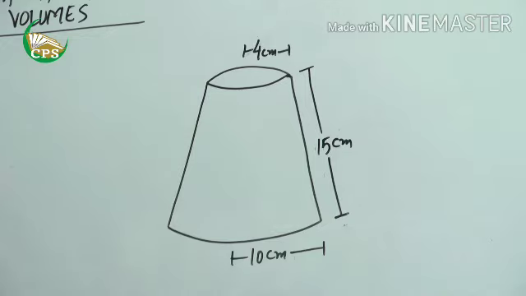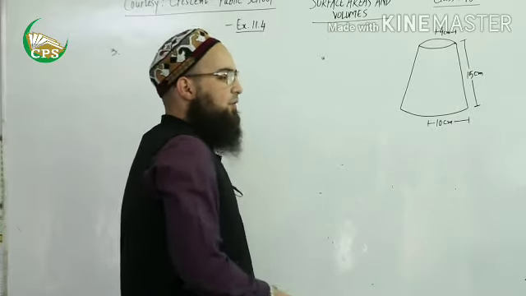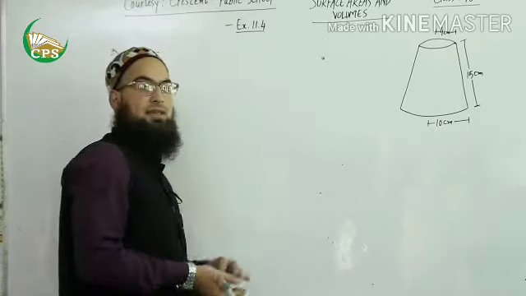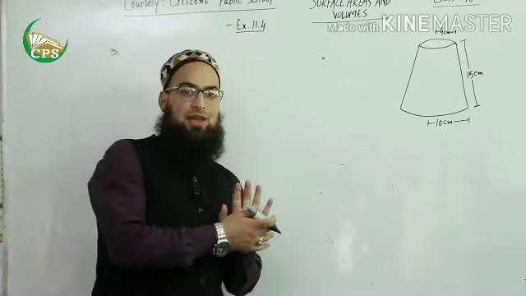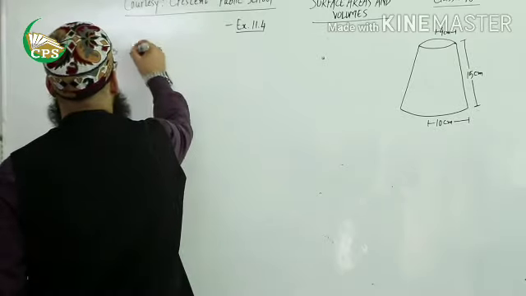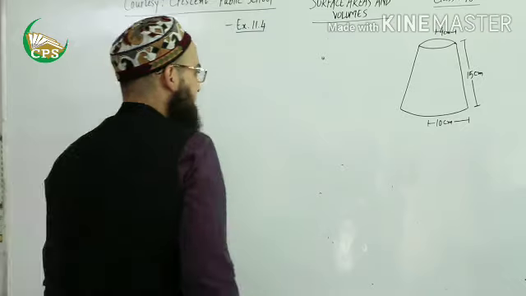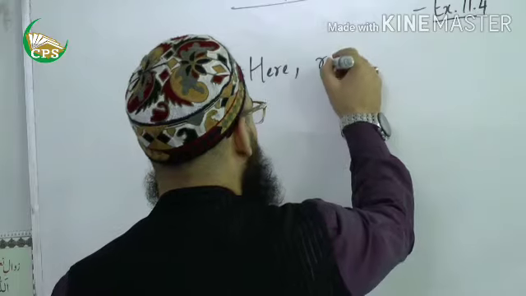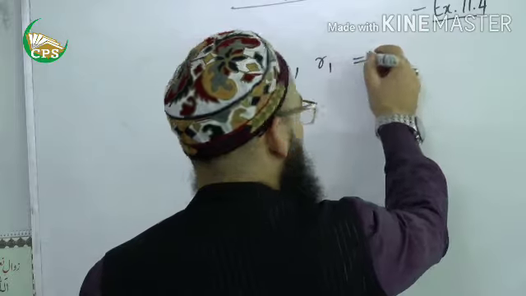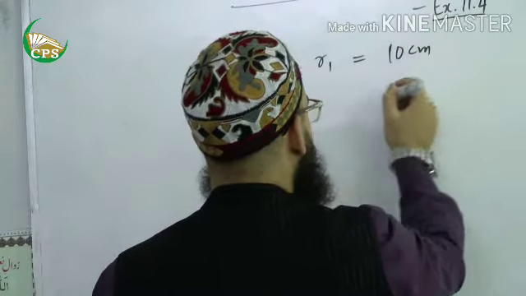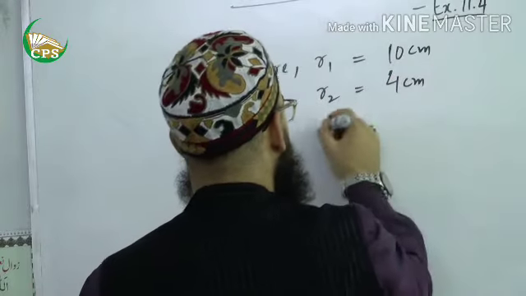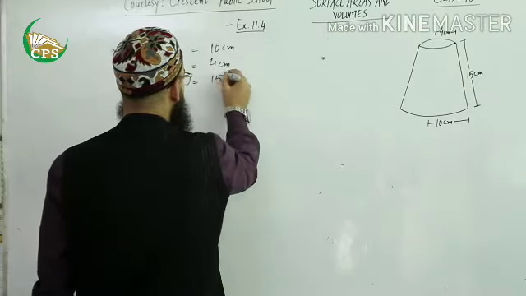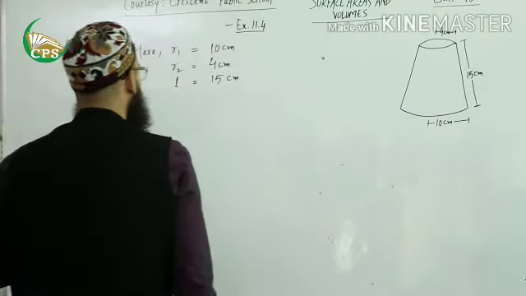This is the slant height. It is 15 centimeter. Now find the area of the material used to make this cap. You need to find the area of the material used to make the fez. Let us start here. r1 is equal to 10 centimeter. Then r2 is equal to 4 centimeter. Slant height is 15 centimeter. Got it?